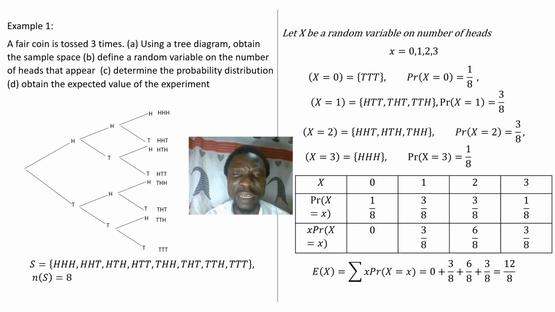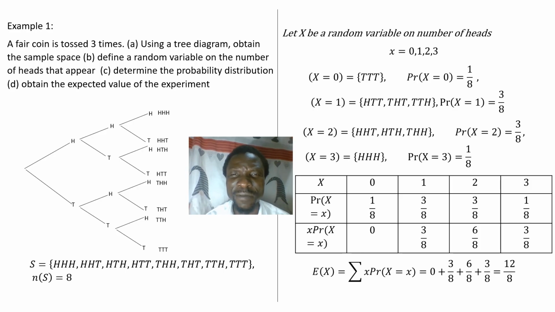So we also can define, according to question B, a random variable on the number of heads. So we say let X be the random variable on the number of heads, and that means X can take the value of 0 heads, 1 head, 2 heads, and 3 heads. And then we can also obtain the set of those elements.